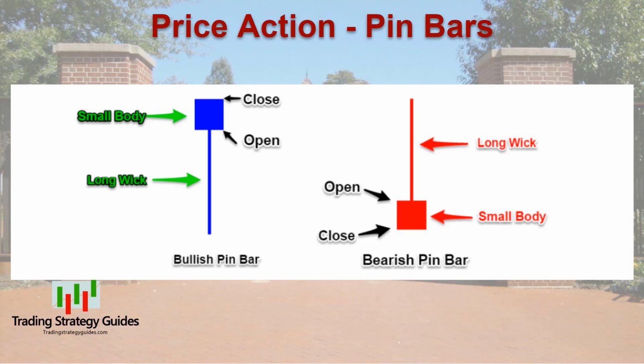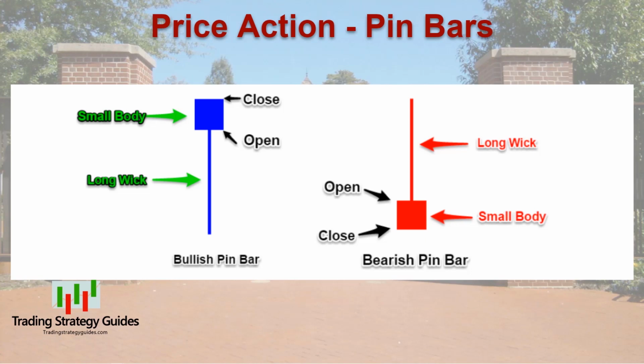Also, you have to make sure that the candle is in the right context. A bullish pin bar should be located at the end of a bearish trend, and it signals a possible reversal of the prevailing trend and the start of a new bullish trend. And of course, a bearish pin bar should be located at the end of a bullish trend and signals a possible reversal of the prevailing trend and the start of a new bearish trend.